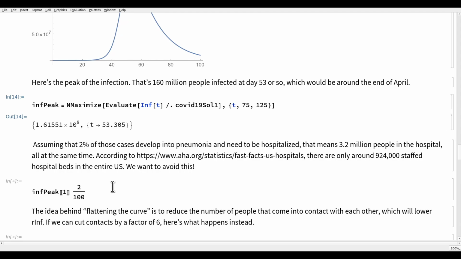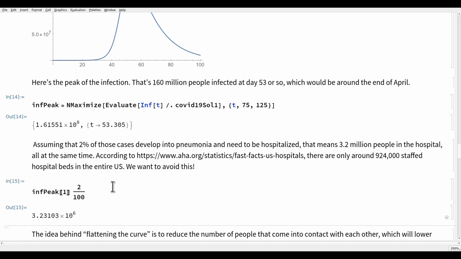Here's why that's just going to be really, really bad. If we assume that 2% of cases develop into pneumonia and need to be hospitalized, that means that at that peak, at the 160 million people infected on day 53, we'll have 3.2 million people in the hospital all at the same time, which is more than 3 times the total number of hospital beds in the United States. So we want to avoid this.